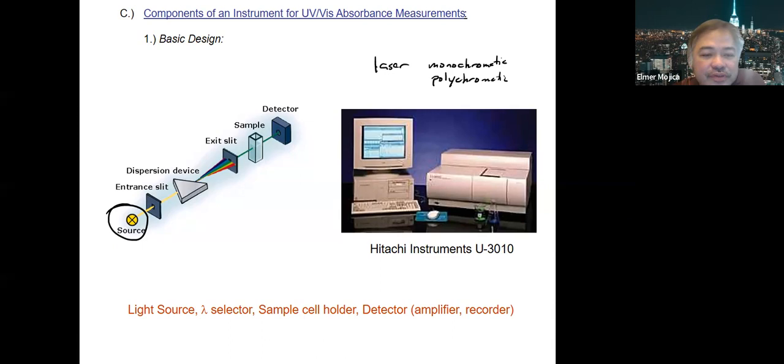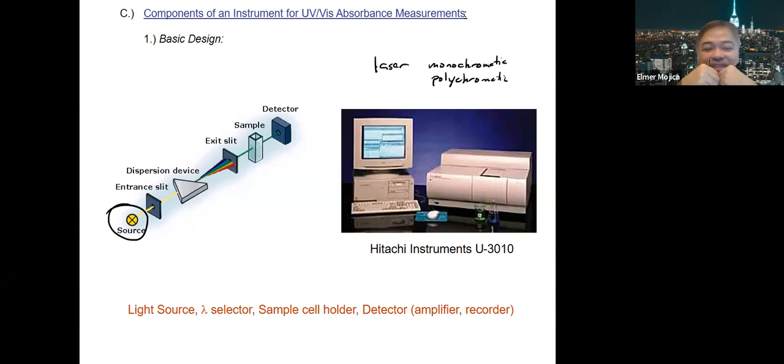So if you have a light source, it passes through an entrance slit. Main reason for that is you don't want too much power. So at least the entrance slit will control how much of the light source will go in. In the laser, you don't need that. Usually, you just shoot it straight, sometimes to the sample.